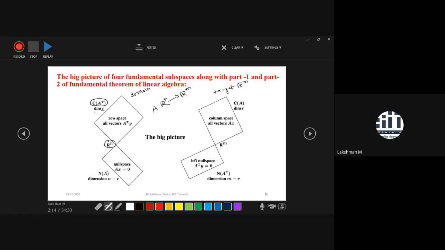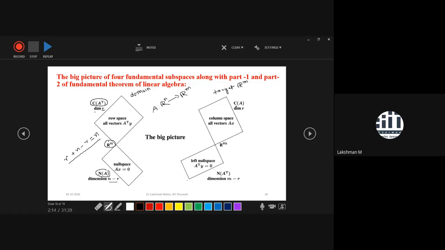Now we are finding further the null space of A. What is the dimension of null space of A? Once we have the dimension of row space of A, through that we can calculate the dimension of null space of A. It is just n minus r. So if you sum it up, r plus n minus r equals n. That means the dimension of the domain space. It is your first part of the fundamental theorem.